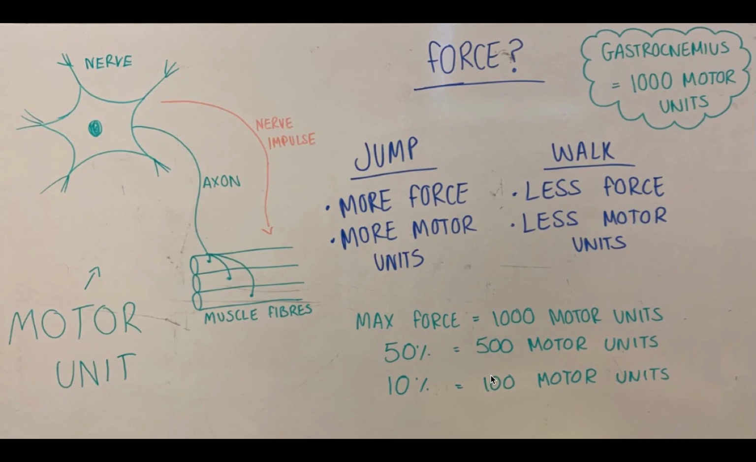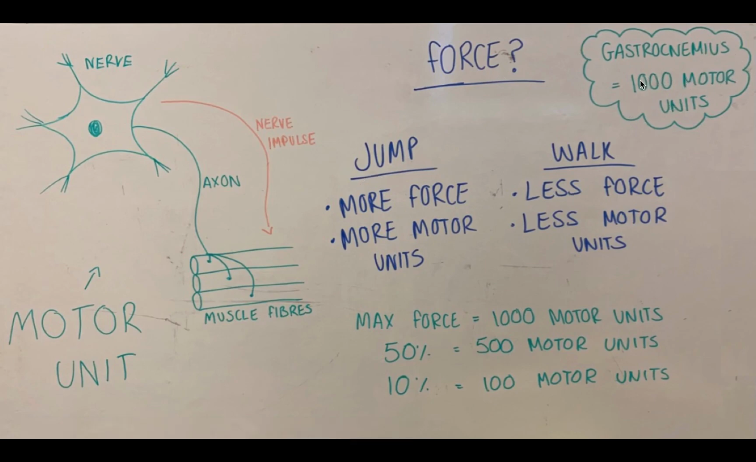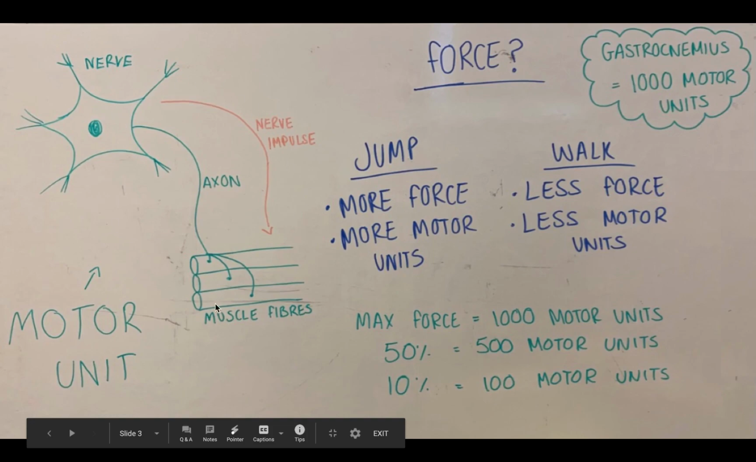In terms of force, different movements need different types of force. For example, if I were to pick up a pen, I would need a lot less force to do that than if I were to try and pick up a 20 kilogram weight. So it's completely dependent on the force that we need to produce, which is how many motor units we use. In the example I've got on the board here, I've gone into jumping and walking, and say for example in our gastrocnemius, not 100% sure if this is exactly how many we have, but just as an example for you guys, I've said that there are 1,000 motor units in your gastrocnemius muscle, which is where your calf muscle is.